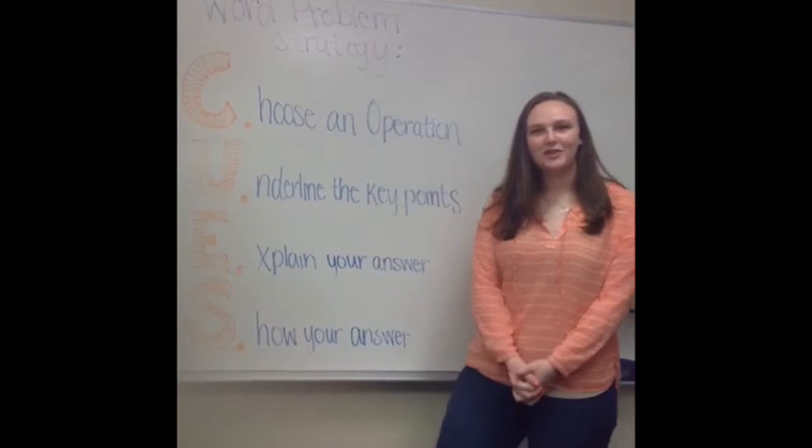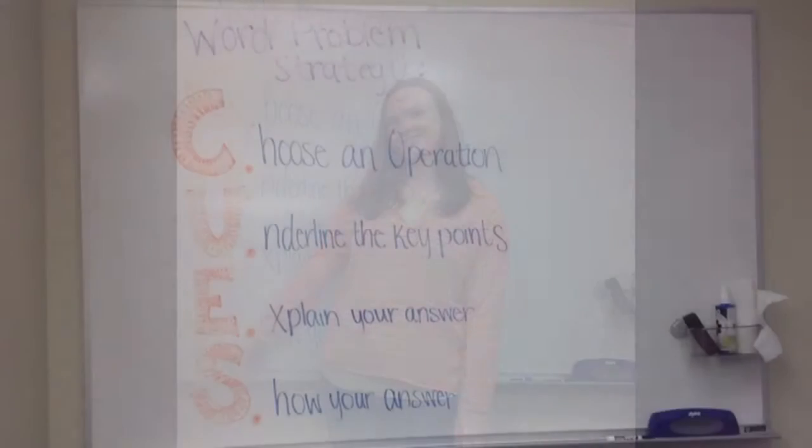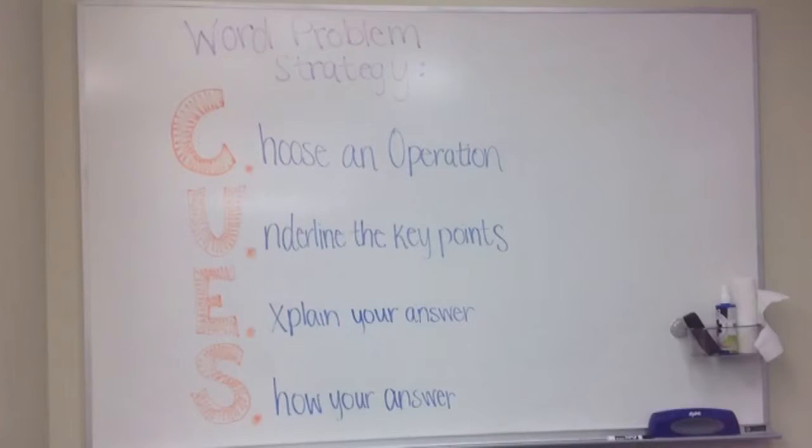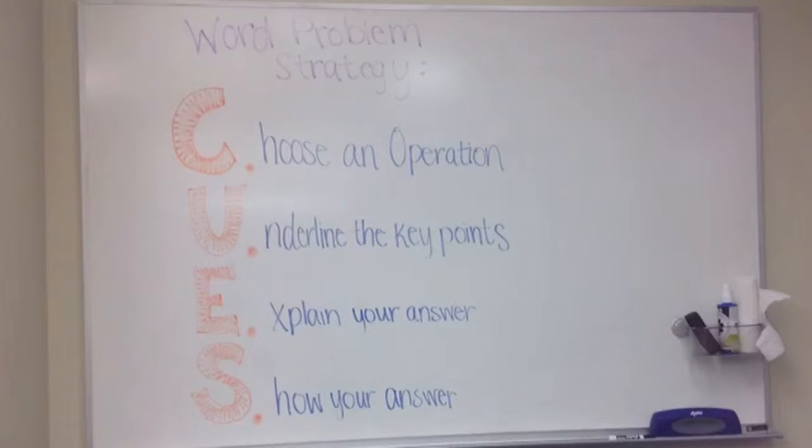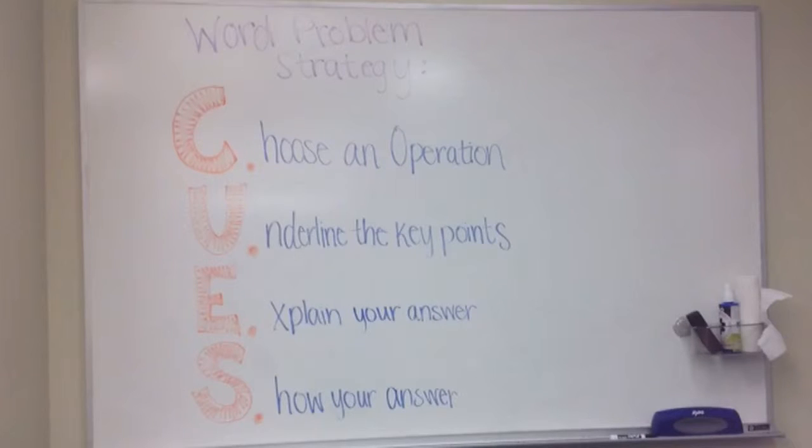One math strategy you can use is called math cues. The first step is to choose an operation. Read the question carefully and select which operation would help you solve the problem. The second step is to underline the key points in the question. Go back and pick out the most important details in the question.